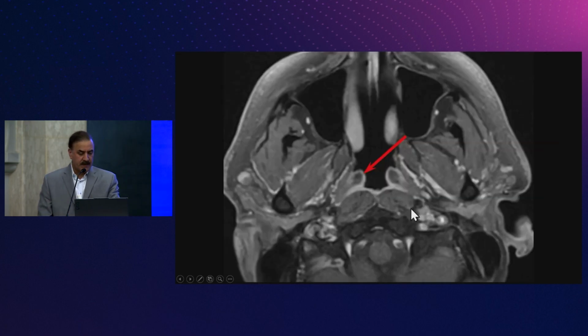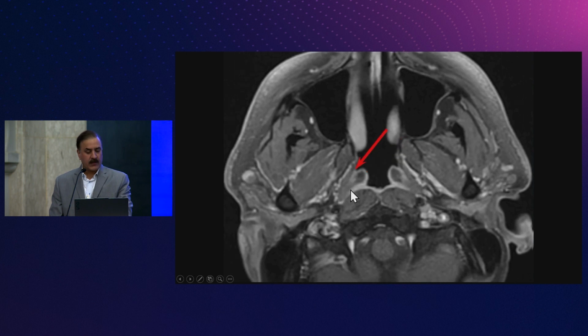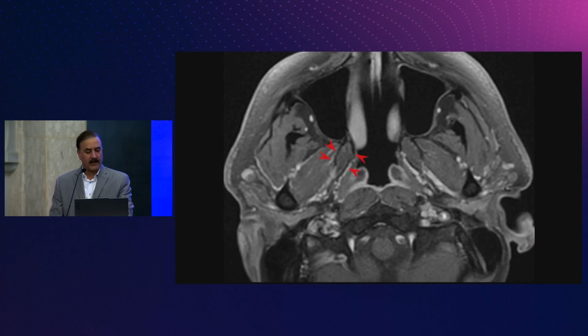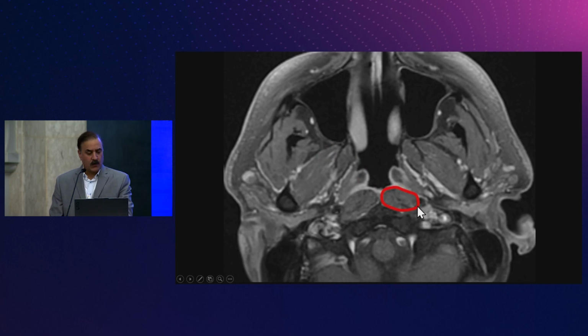Now let's go over some anatomy. The arrow is pointing towards the most readily visible structure, which is your torus tubarius. Next to the torus tubarius, you have the opening of the eustachian tube. This is the fossa of Rosenmuller, which is more commonly the birthplace of nasopharyngeal carcinoma. Then you go more laterally, and you see these dark bands, which are your medial and lateral pterygoid plates. This is your longus capitis muscle.